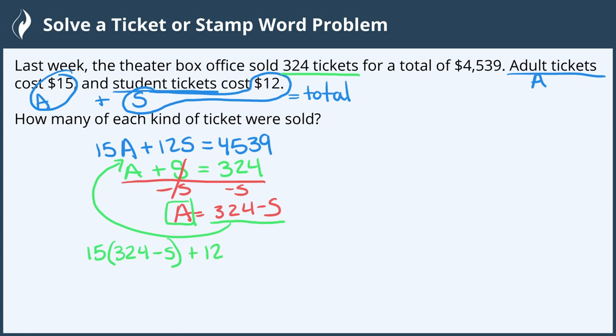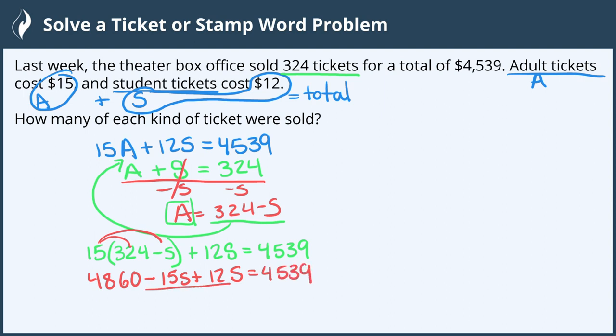plus 12S. This equals 4,539. Now we only have one variable, so we can isolate that variable by simplifying this side of the equation. Using the distributive property, 15 times 324 in my calculator is 4,860, and then distribute the 15 in, minus 15S plus 12S equals 4,539. Now we can combine like terms.